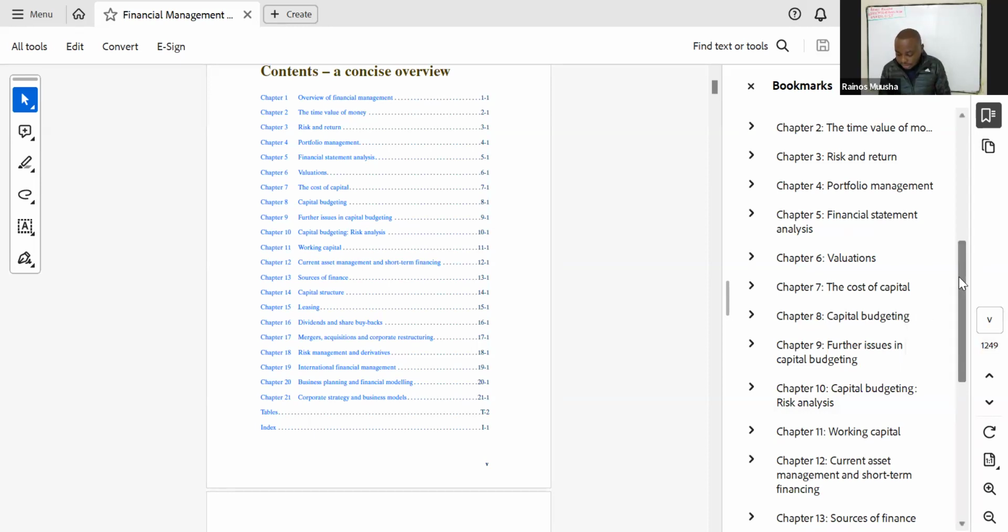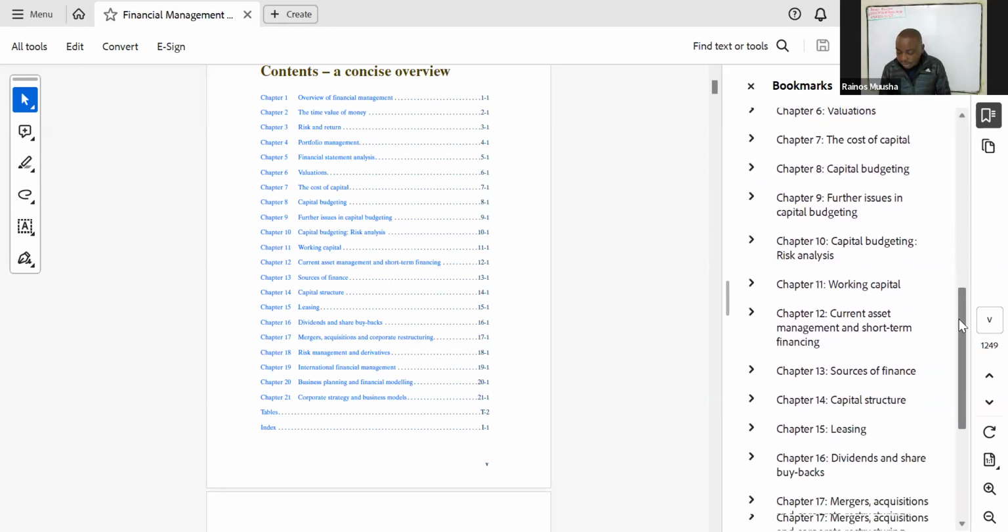Then chapter 11 now looks at working capital. In chapter 11, we are looking more at analysis of what makes up your working capital. Your working capital is made up of your current assets and current liabilities. So you are looking in more detail at how we manage what makes up your current assets and what makes up your current liabilities, and how we manage the relationship between your current assets and current liabilities as well.